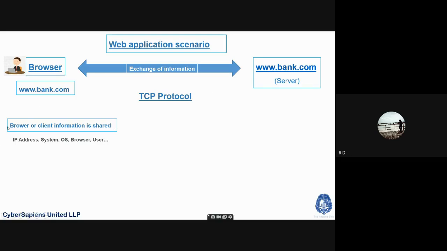So these are some of the information which is shared by the browser to the bank. This happens when the initial exchange of information happens, when the initial connection is built. Soon after the connection is built, exchange of information happens. And what is the information which the bank server will provide? The bank server will provide its server information, which includes the public key.